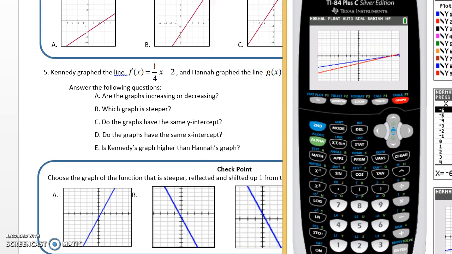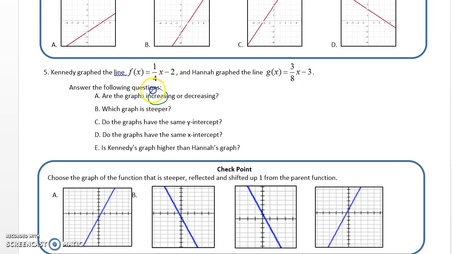So let's read the questions. Are the graphs increasing or decreasing? Well, they are both increasing because they have a positive slope. Which graph is steeper? We already said the red one was steeper, the one with the 3/8. Even if you want to check on your calculator, 3/8 is a bigger decimal than 1/4. So G had the bigger graph.